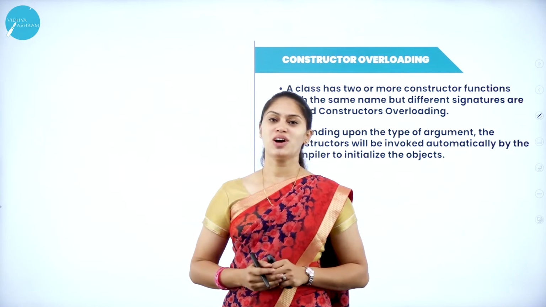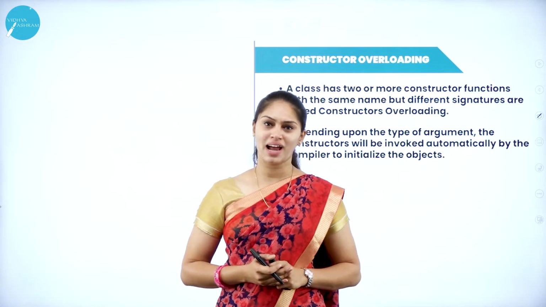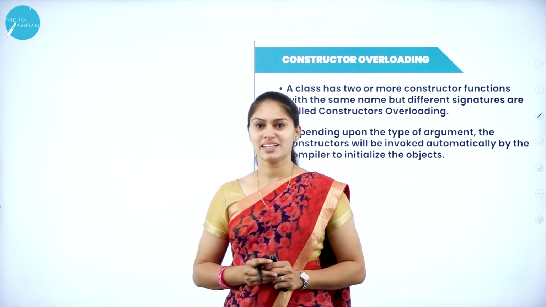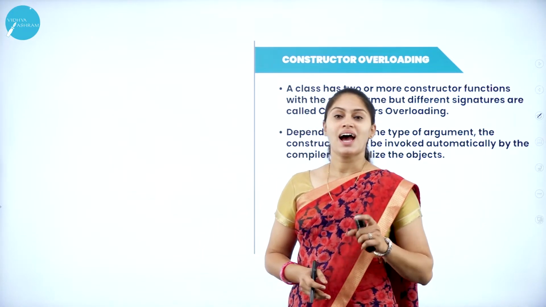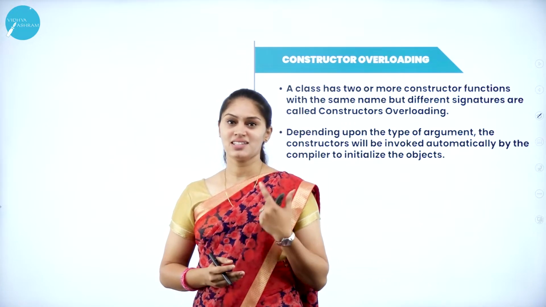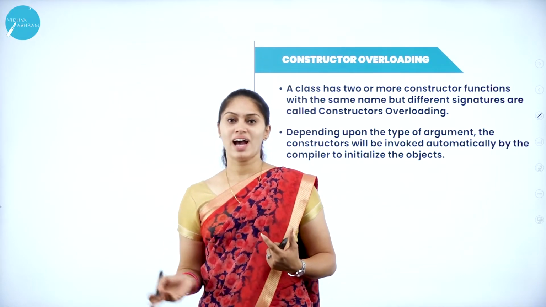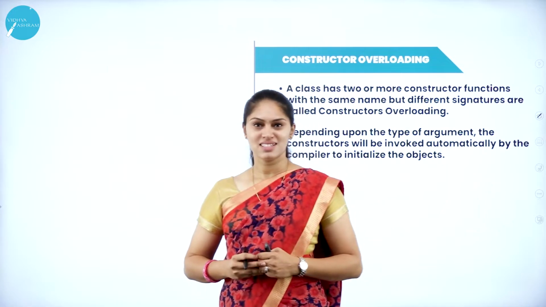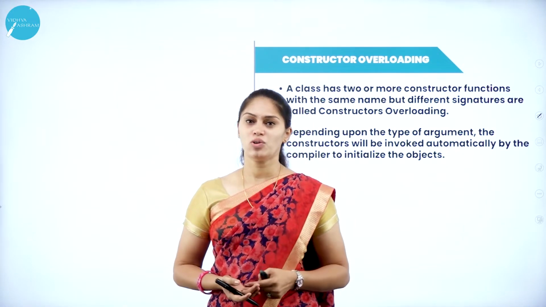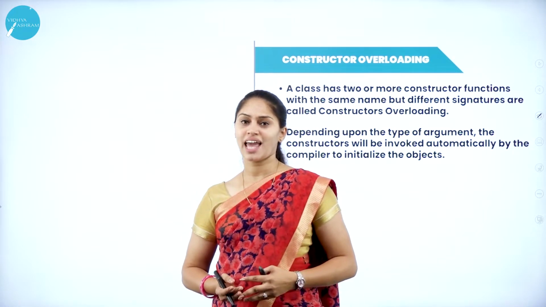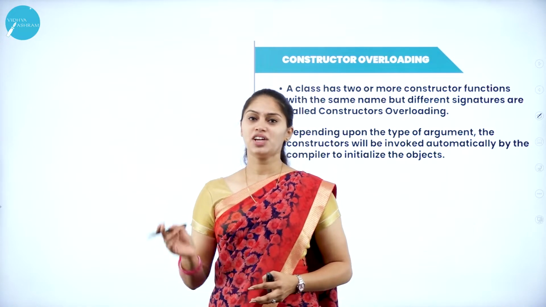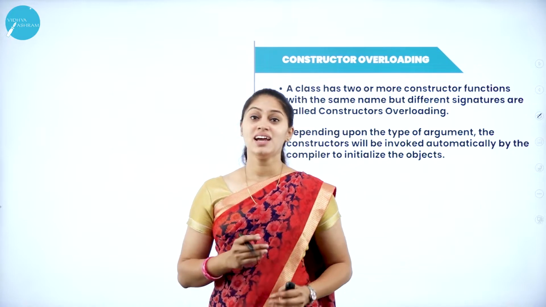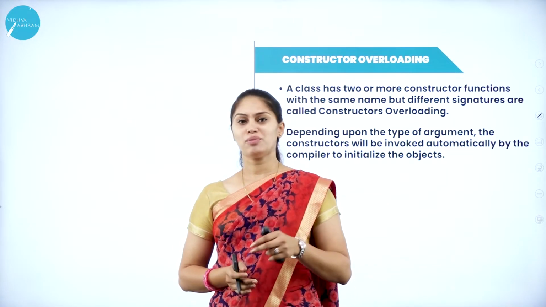I can use two or more constructors in the same program, but they must have the same name and differ in signature. That means I can use a default constructor in the same program and I can also have a parameterized constructor in the same program. That is nothing but constructor overloading. Two or more constructors can be used in the same program, but they must differ in the number of arguments and the type of arguments.